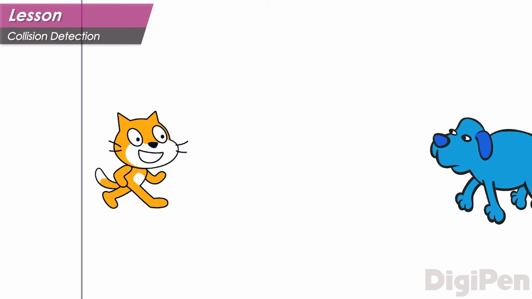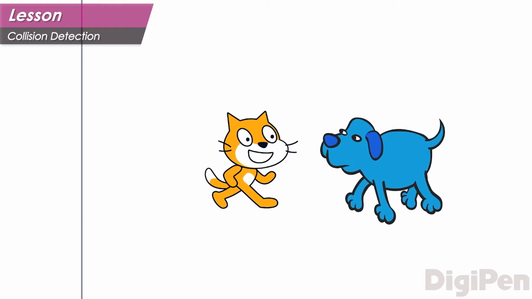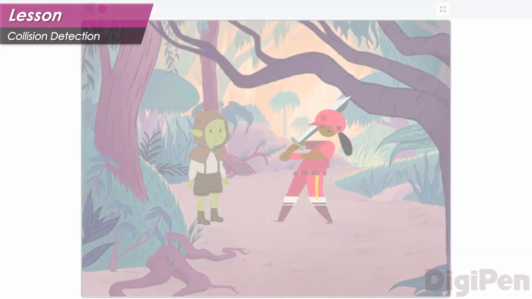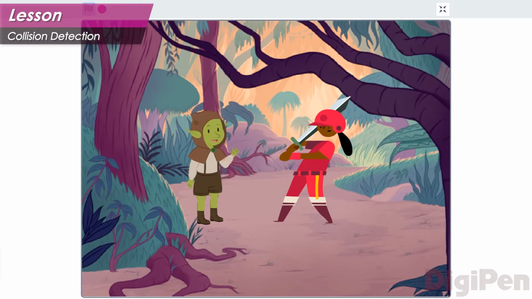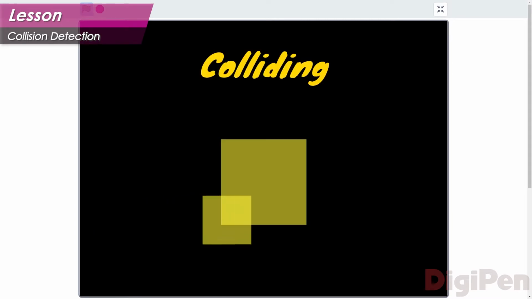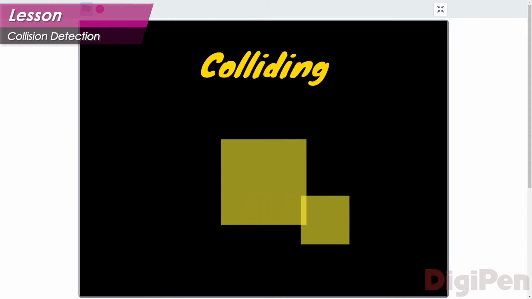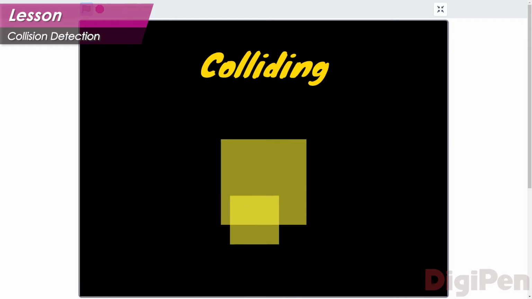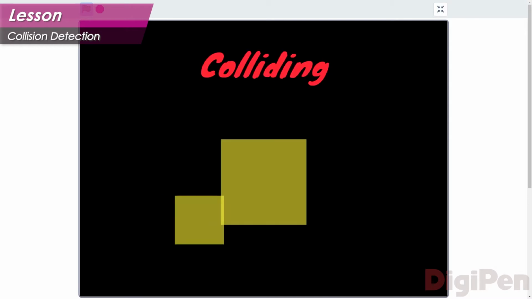It's common for games to detect when two objects are touching each other and make something happen because of it. For example, a character might stop falling when they land on a platform. Or a monster might be defeated when the hero's sword touches it. When two objects are touching in a video game, they are said to be colliding. The process that a game uses to check for this is called collision detection, and it's one of the most important processes in video games. Fortunately, Scratch does it for us.